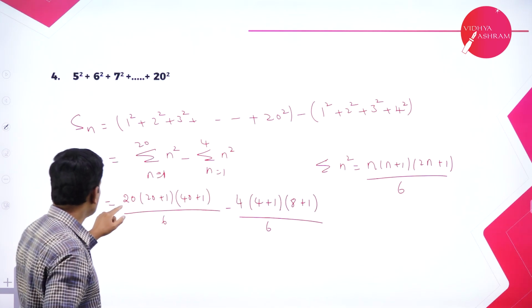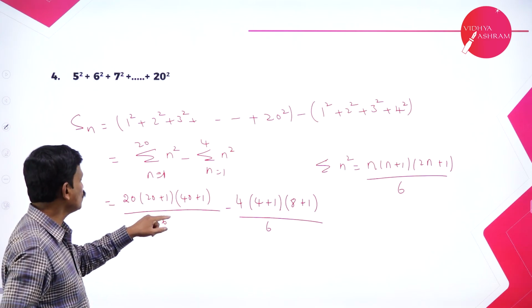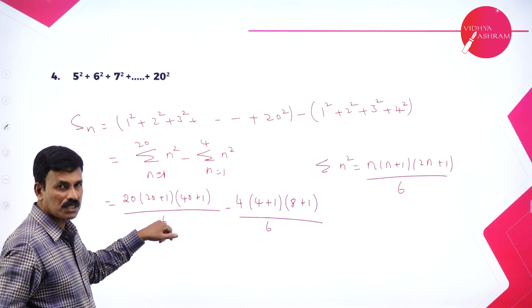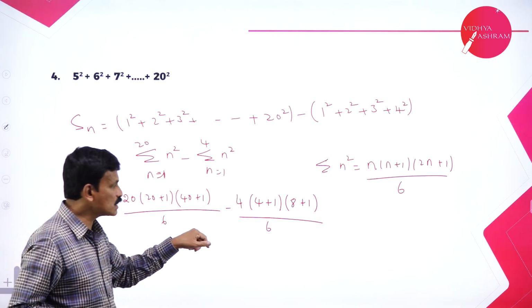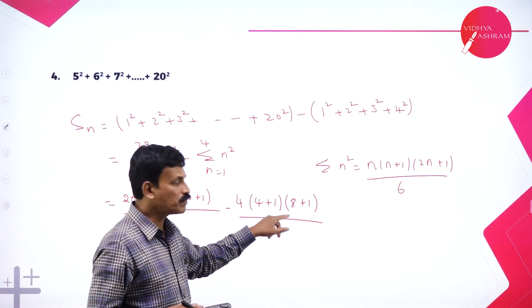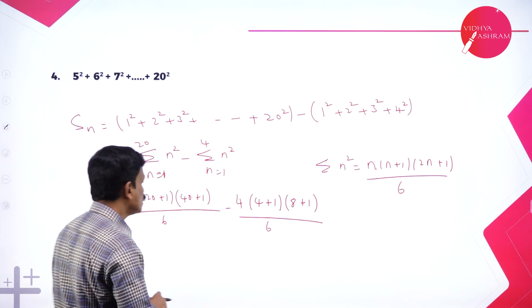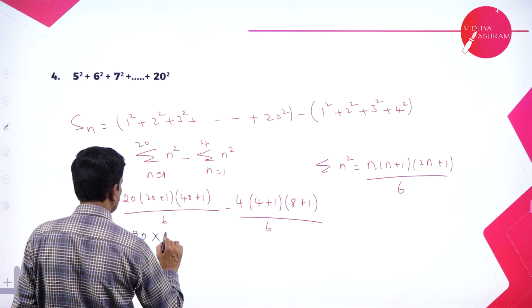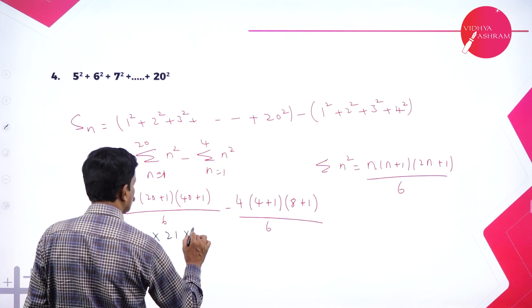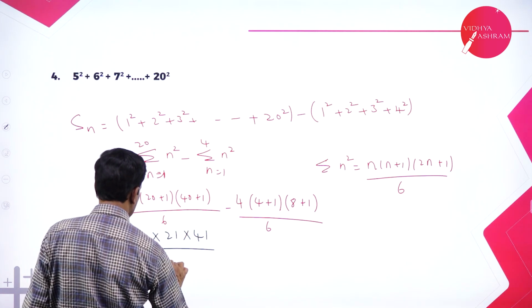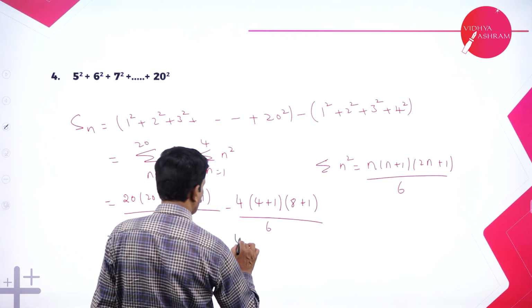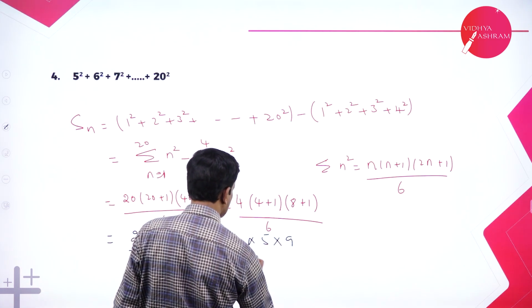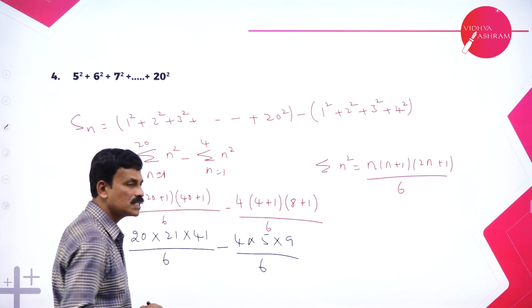by 6. So, 20 into 20 plus 1 is 21, into 40 plus 1, 2 into 20 is 40 plus 1, divided by 6, minus n is 4 into 4 plus 1 into 8 plus 1 divided by 6. So, this can be written as 20 into 21 into 41 divided by 6, minus 4 into 5 into 9 divided by 6. Simplify this, you will get the answer.